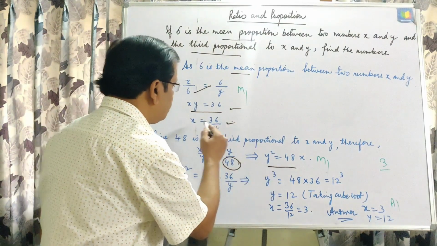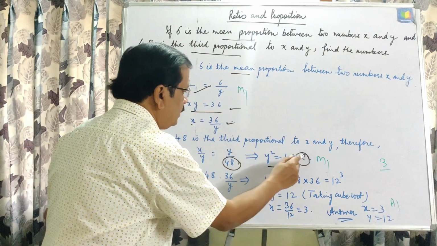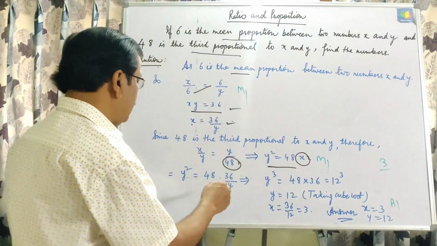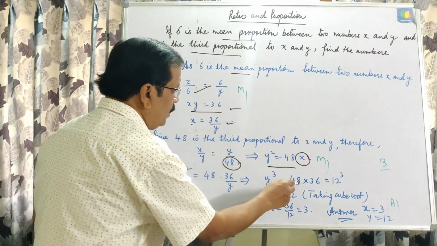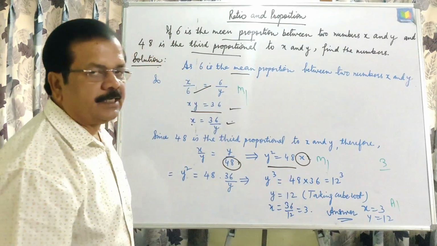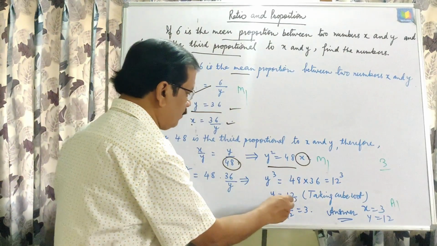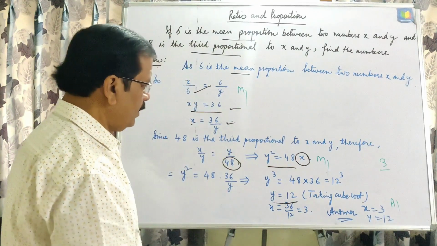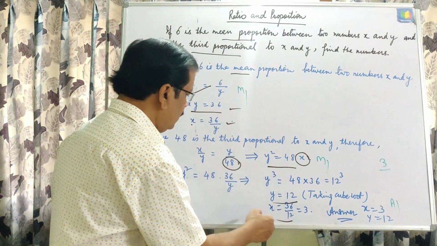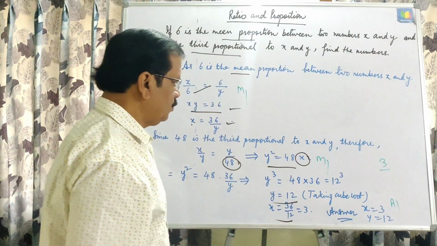Then substituting x from here in this equation, we get y cube is equal to 48 into 36, that is 12 cube. Taking the cube root of this, we get y is equal to 12, and then resubstituting here, we get x is equal to 3.